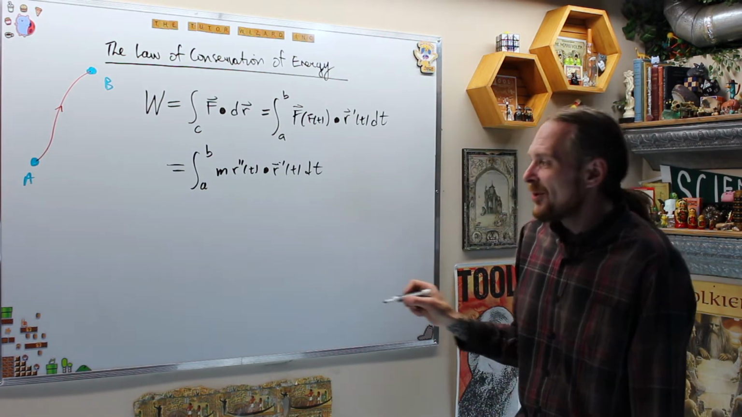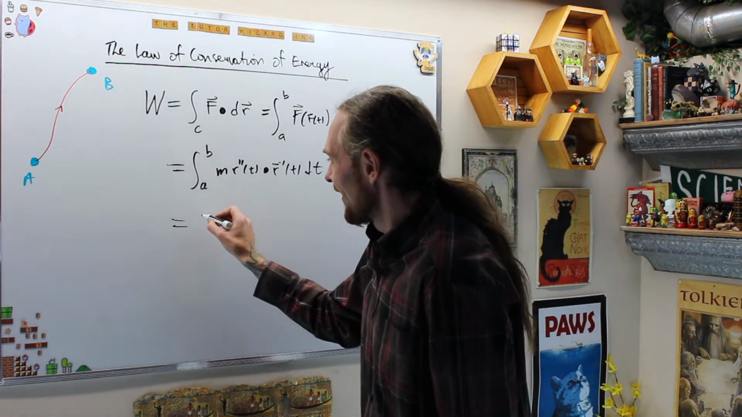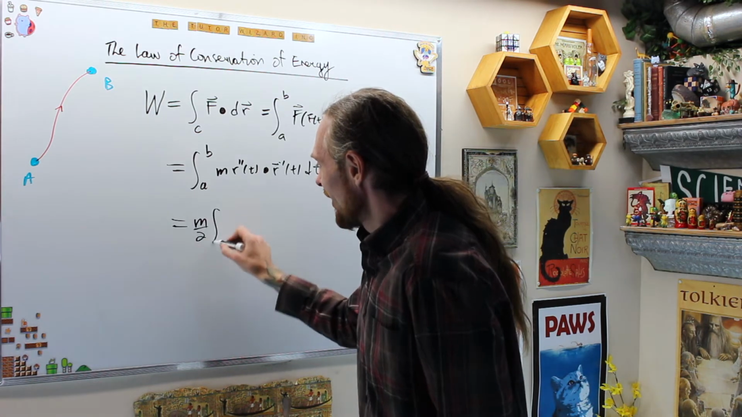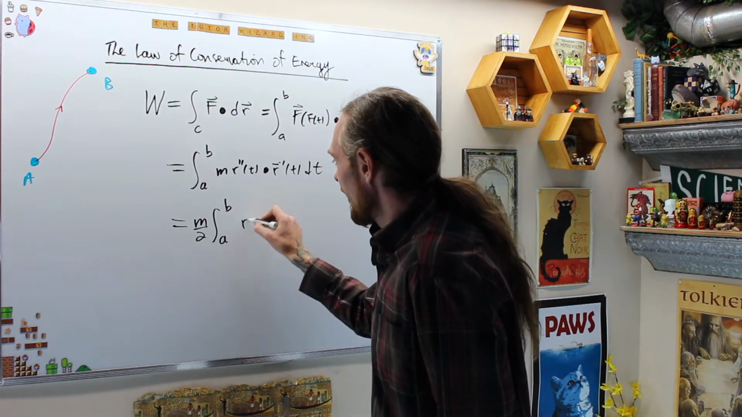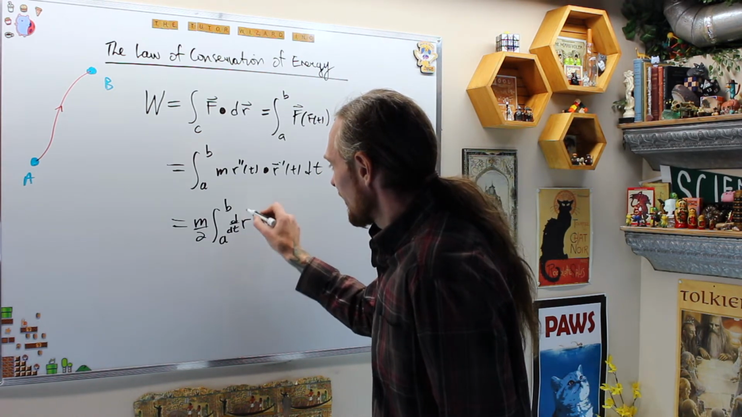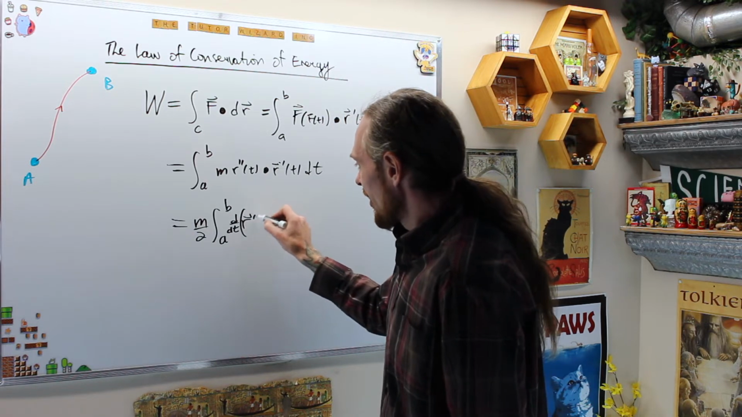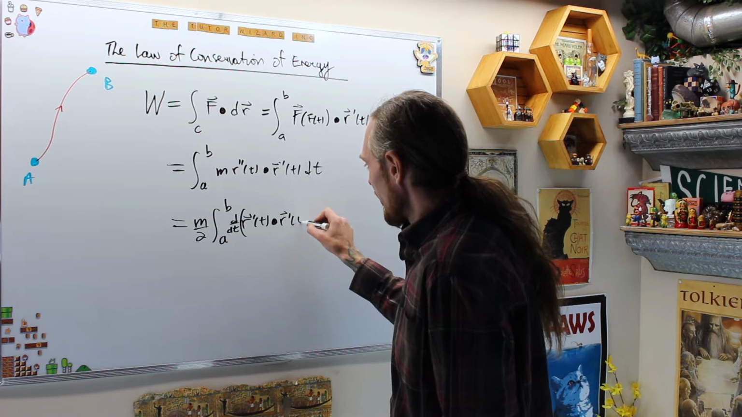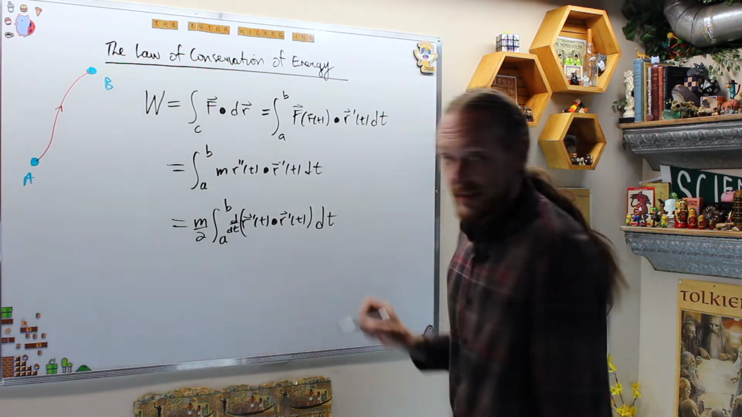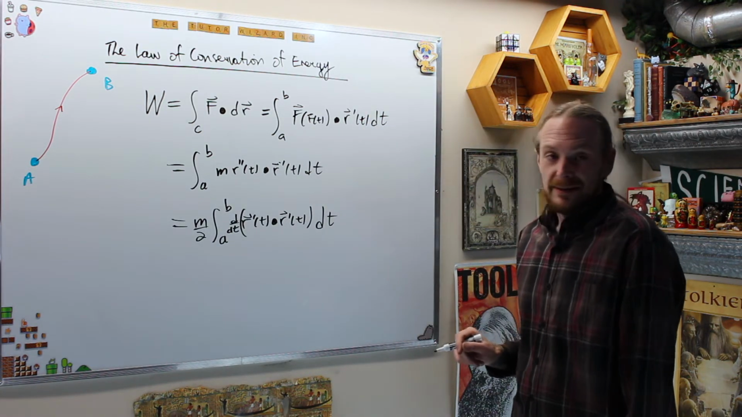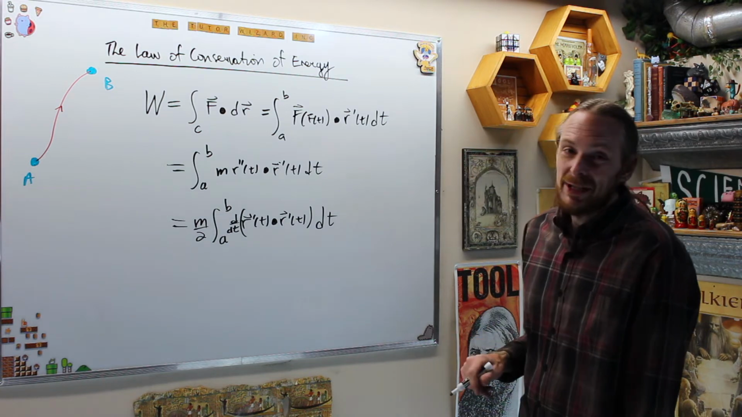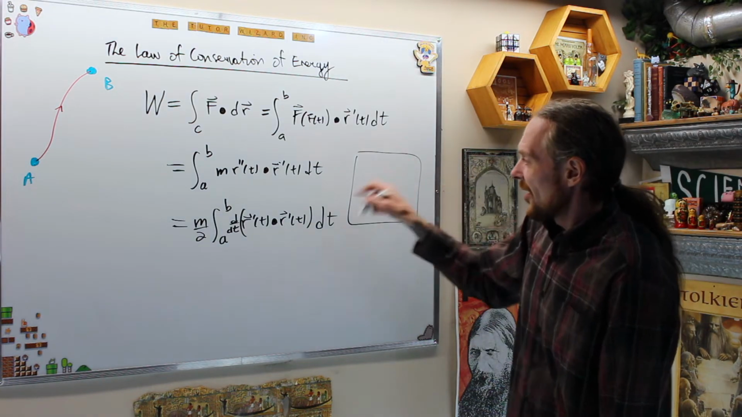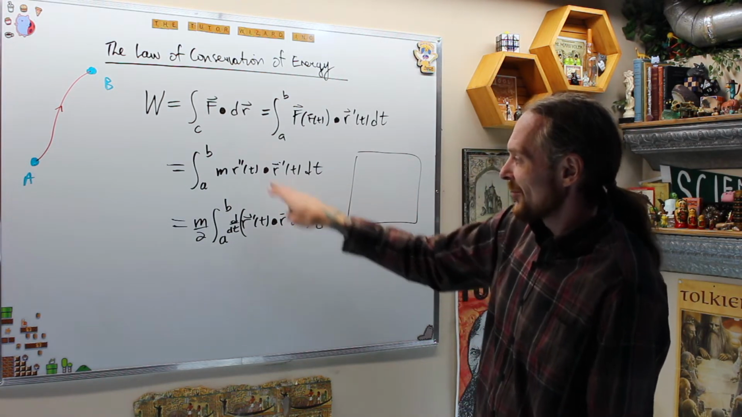And then the next move is this. m/2 times the integral from a to b of the derivative with respect to time of r'(t) dot product with r'(t) dt. It's like, what? How'd you get this? So what we're using is the product rule on this guy. Do it in reverse and we'll get this.